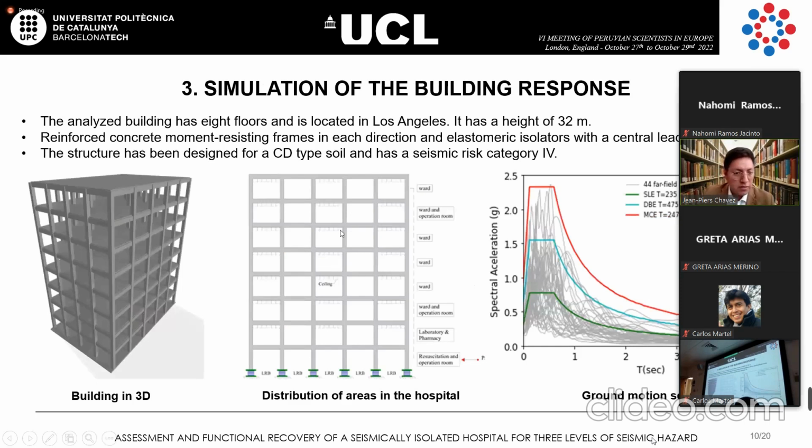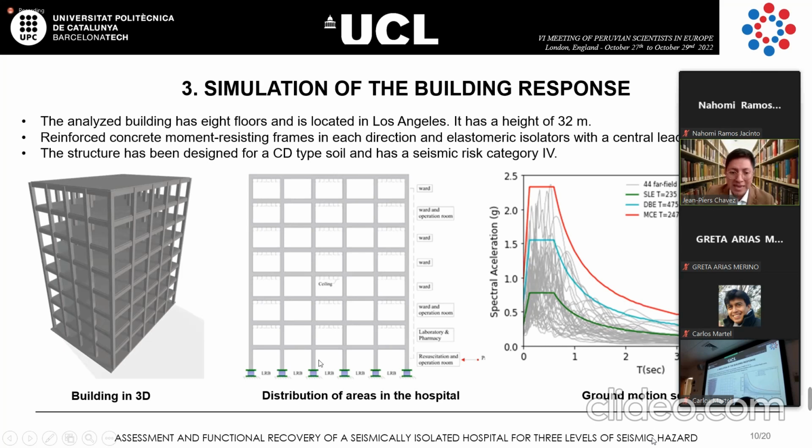This is my example, the simulation of the building response. I use an 8-story building. The location is Los Angeles, in the US, in California. It has a height of 32 meters and is made of reinforced concrete. On the left, you can see the building in 3D. In the middle, you can see my building in a 2D plane. You can see the structural elements, beams and columns, and then the distribution of the non-structural elements and components, for example, the wall and the operation room.